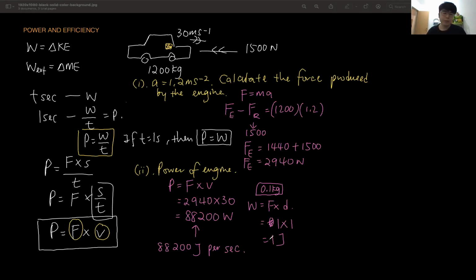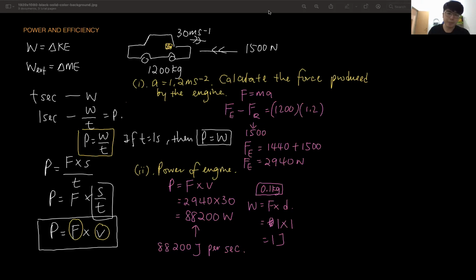1 watt. 1 joule is like you move 0.1 kg up 1 meter. 1 watt would be you do this in 1 second. Okay, so power is energy with time, right? So you do this in 1 second, that is equivalent to 1 watt of power. So this engine is doing 88,200 joule per second, 88,200 watt.